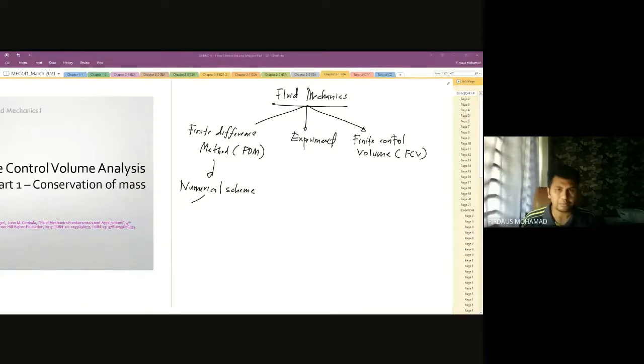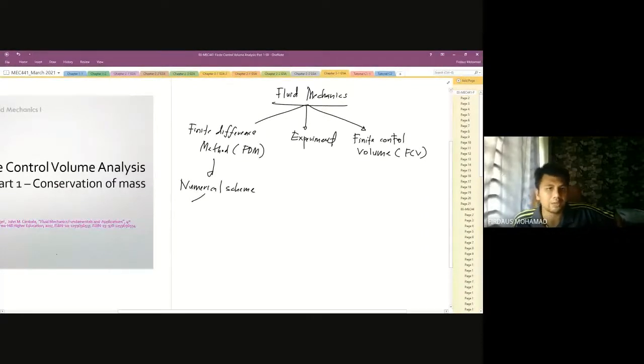So of course, if we are using the finite difference method, it requires a lot of equations that need to be solved, and these equations are solved based on the finite difference method.